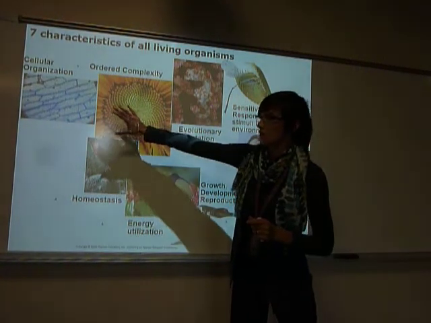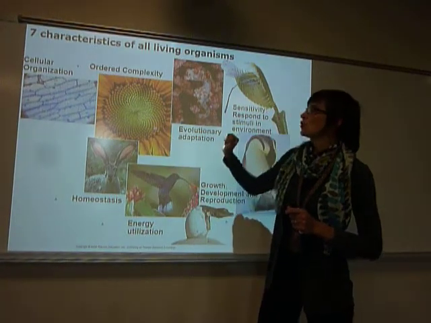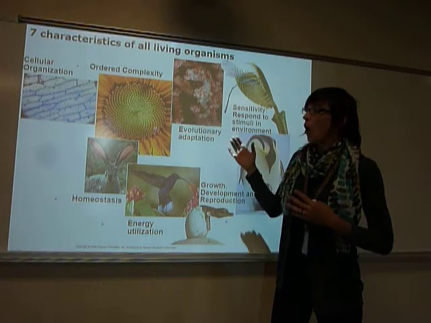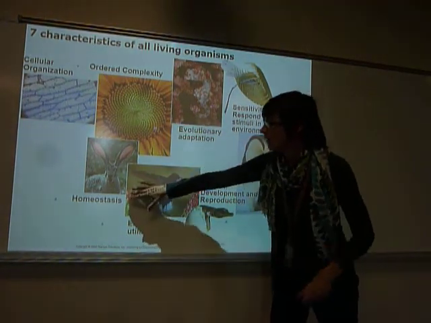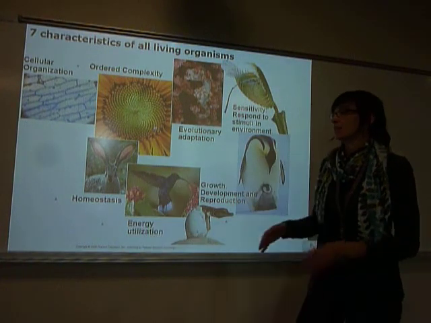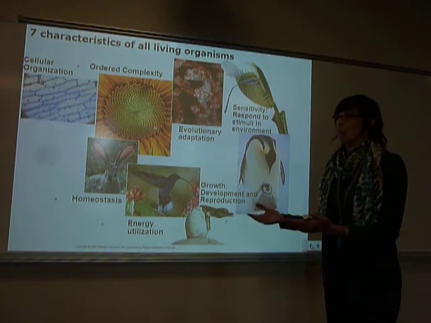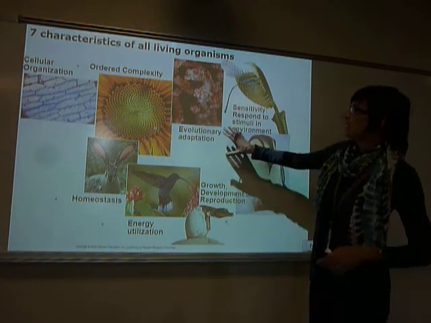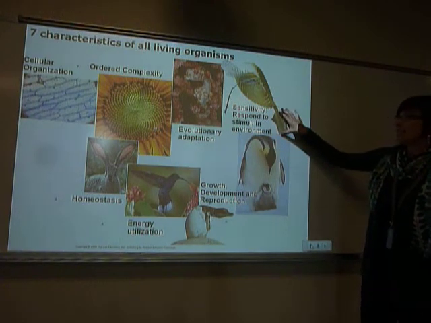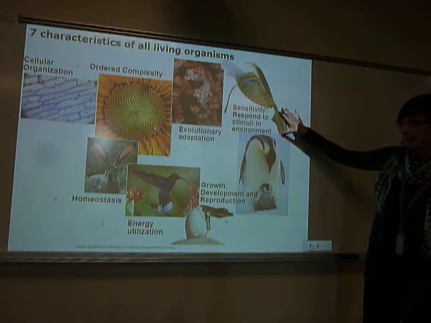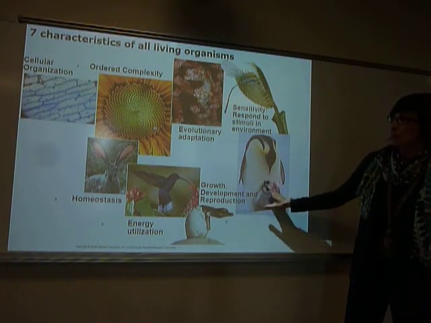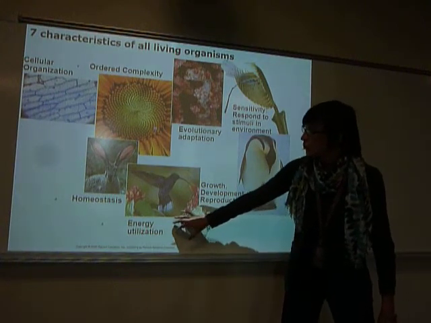They're organized, there's cellular organization, there's organized and ordered complexity. They all have the ability to regulate their functions in homeostatic ways, so keeping things at a stable place, things like maybe body temperature. They have the ability to adapt evolutionarily. They respond to stimuli in their environment. The growth and development and reproduction is very specifically regulated, and they can use energy.